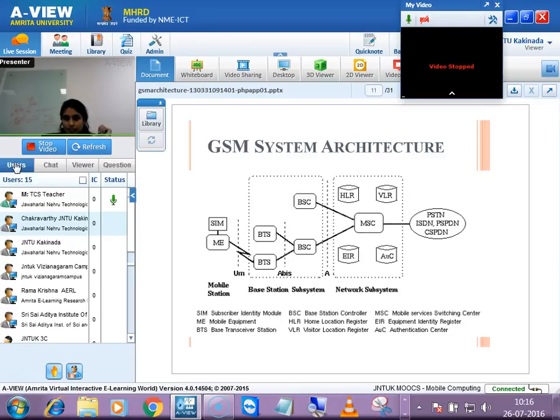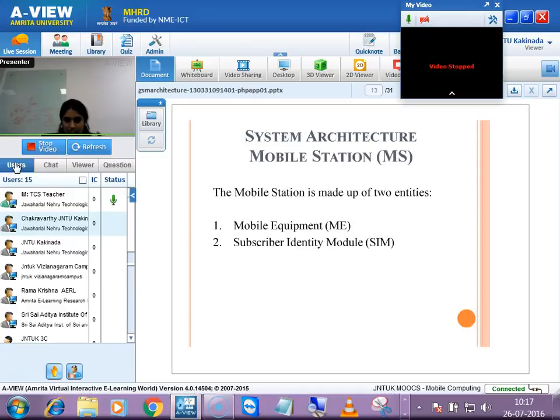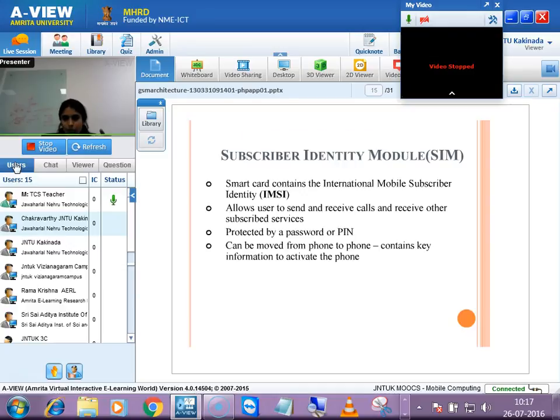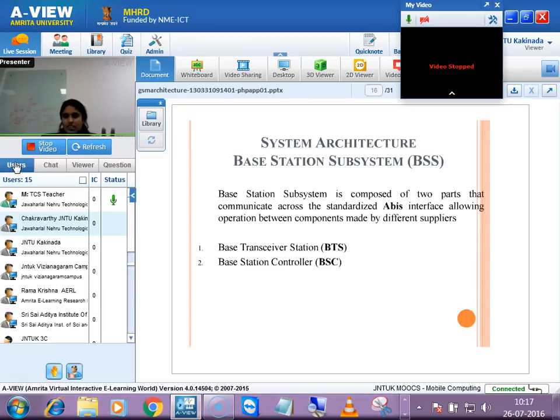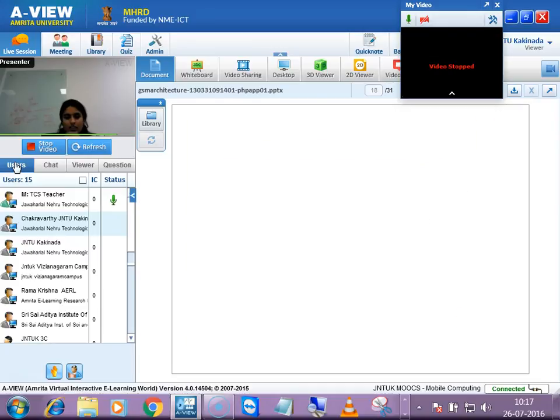You can see it in the architecture. As of now we discussed the SIM, mobile equipment, and the base station transceiver, which is in between the mobile equipment and the base station controller. Under a base station transceiver, we have a number of mobiles, under a base station controller, we have a number of base transceivers, and under the MSC, we have a number of BSCs. It is something like a hierarchy.